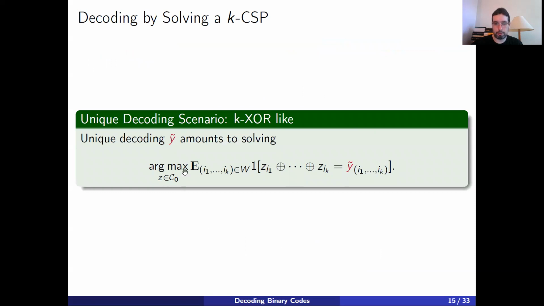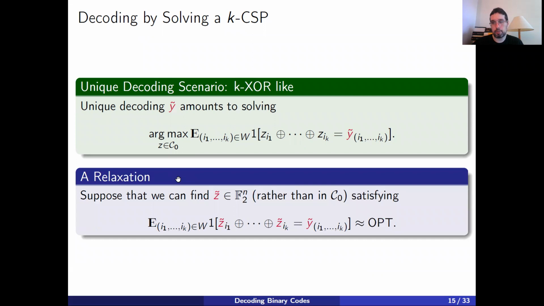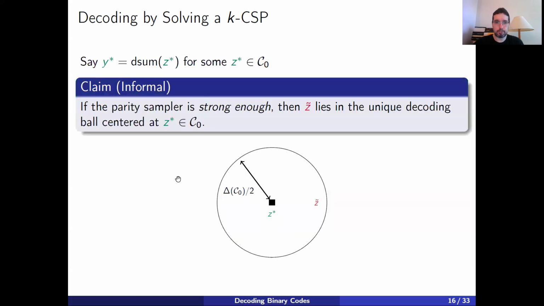And more formally, we have this, and you're asking for the solution to lie on the base code, right? And that could be tricky to enforce. You're already trying to solve a k-XOR, and on top of that, you're asking for a specific kind of solution. But what we can do is relax. You can say that I would be happy to have any solution in the base space, F2 to the N, as long as it's nearly optimal for that CSP. It behaves as a nearly optimal solution. I would be happy with that. And now let's see why that's enough.